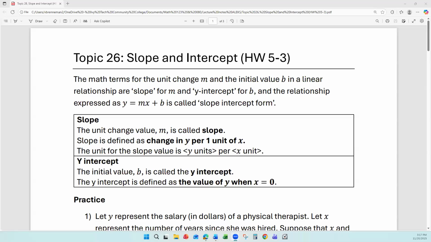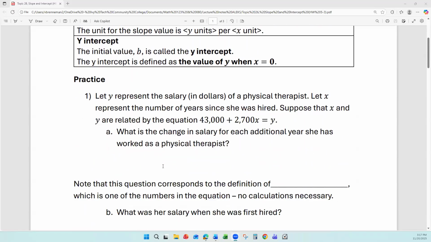This video is over topic 26, number 1. So this is looking at defining slope and y-intercept as the sort of key parts of a linear relationship. Again, read the text on your own. This video is looking at the examples.